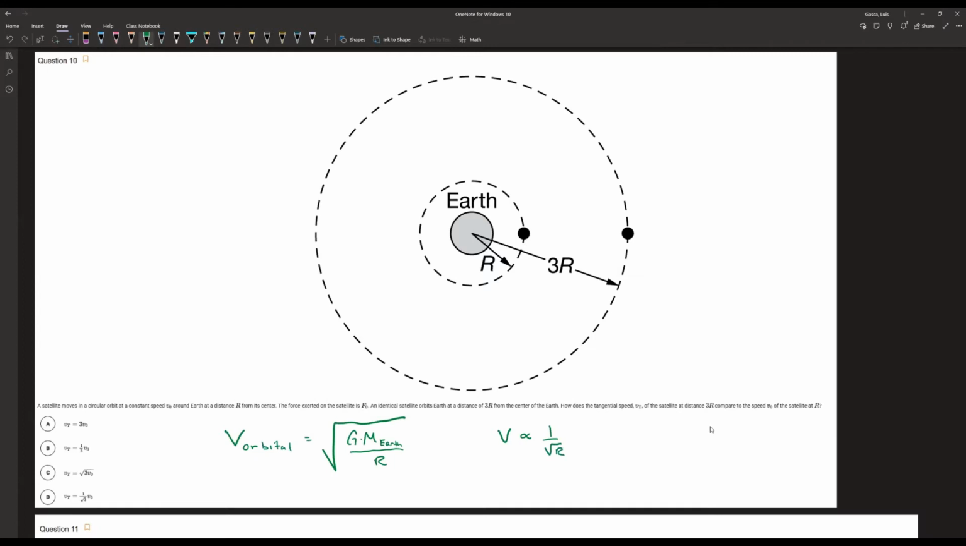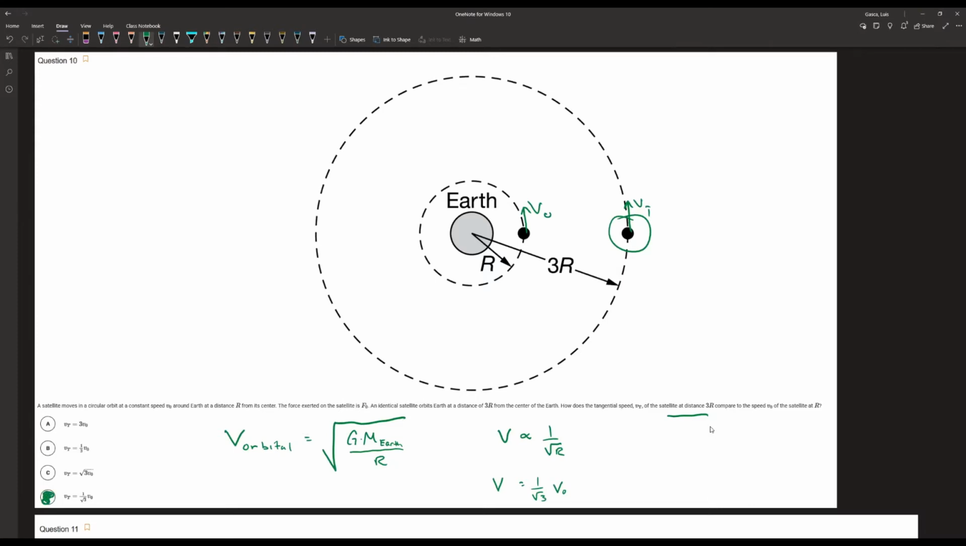So if we look at this, the radius now is 3 times bigger. So the tangential velocity for this satellite is going to be 1 over square root of 3 times the original velocity. This one is going at some v original, and here they're calling this one v tangential. And so D is our best answer choice.